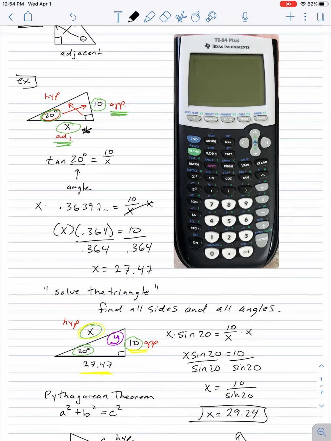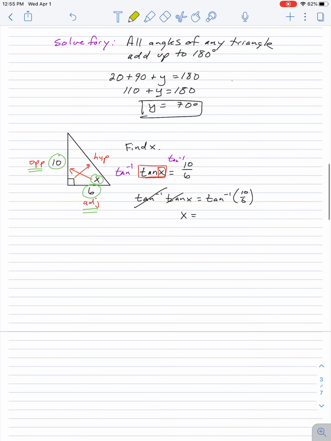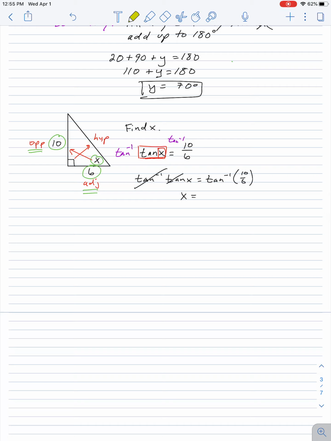On the calculator, here's tangent, inverse tangent is right here above the tangent. So what you're going to do is second function and then hit your tangent button. So second function tangent of 10 over 6. And I get 59.04 degrees. Okay? So that's how you find an angle. You're going to use the inverse trig functions, and they're all above the original. Inverse sine is above sine, inverse cosine is above cosine.